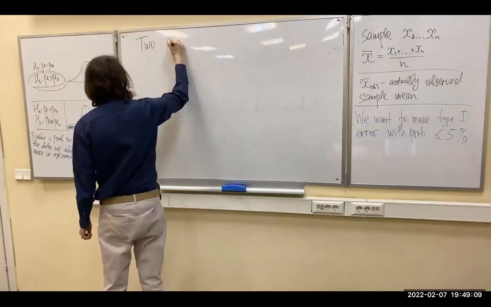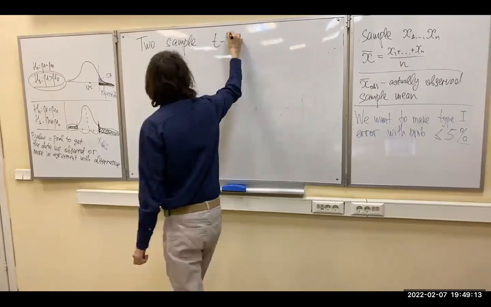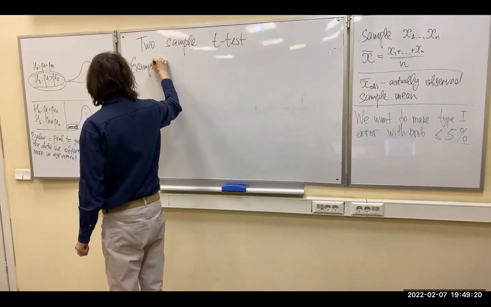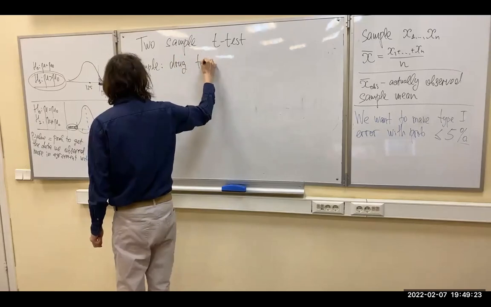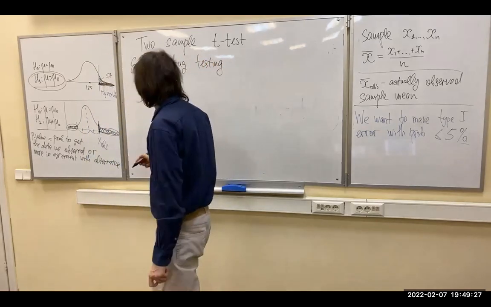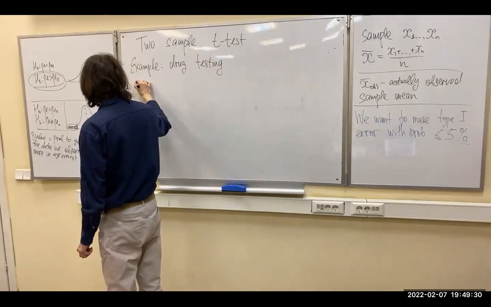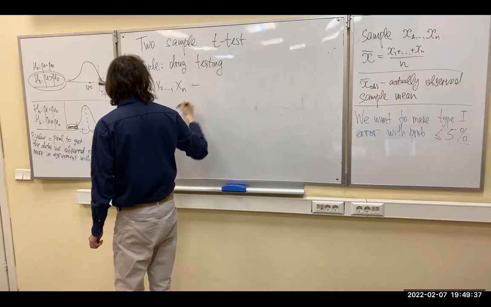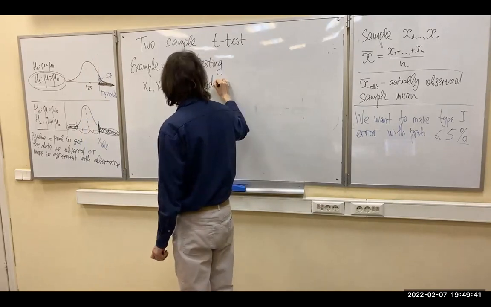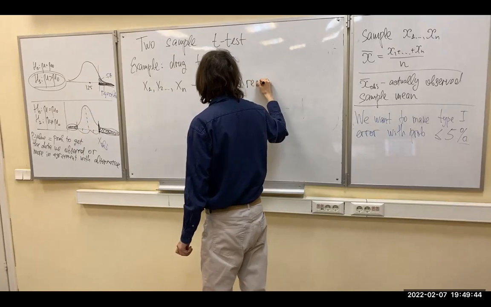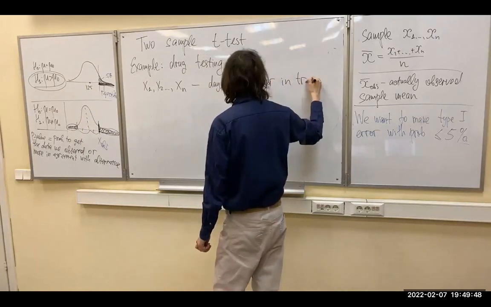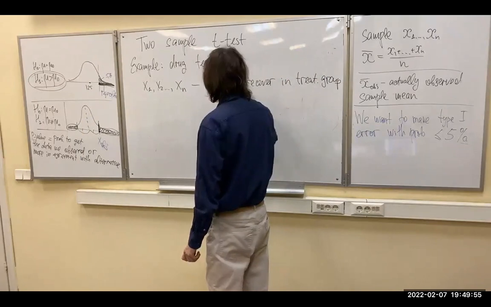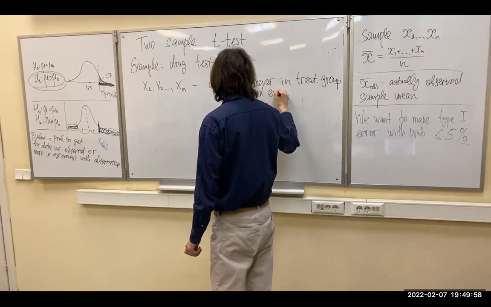So this is the two sample t-test, and a classical example is drug testing. We have two groups. We have X1, X2 and so on, XM. This is, for example, days to recover in the treatment group, who received the experimental drug.